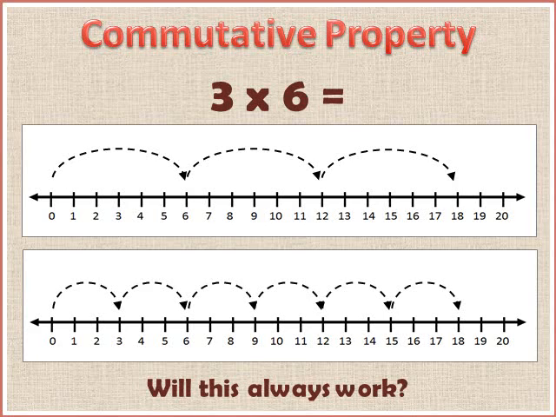One question that you might ask students after solving this problem and then using the commutative property to solve 6 times 3 is ask them, will this always work? And have the students try to find other facts and then reverse the facts to see if this will always work where they get the same product.